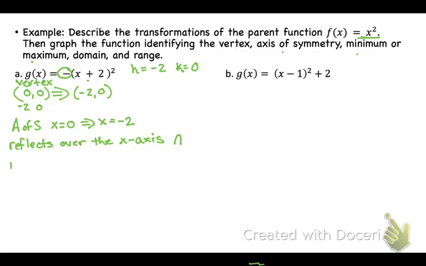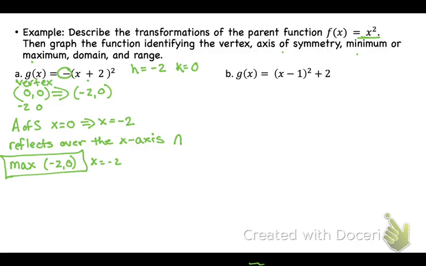So the max is at the vertex. So negative 2, 0. Sometimes if you do a math Excel, it would say like, where is it at? And you'd say x equals negative 2. But I want this because the maximum is a point. Does that make sense?